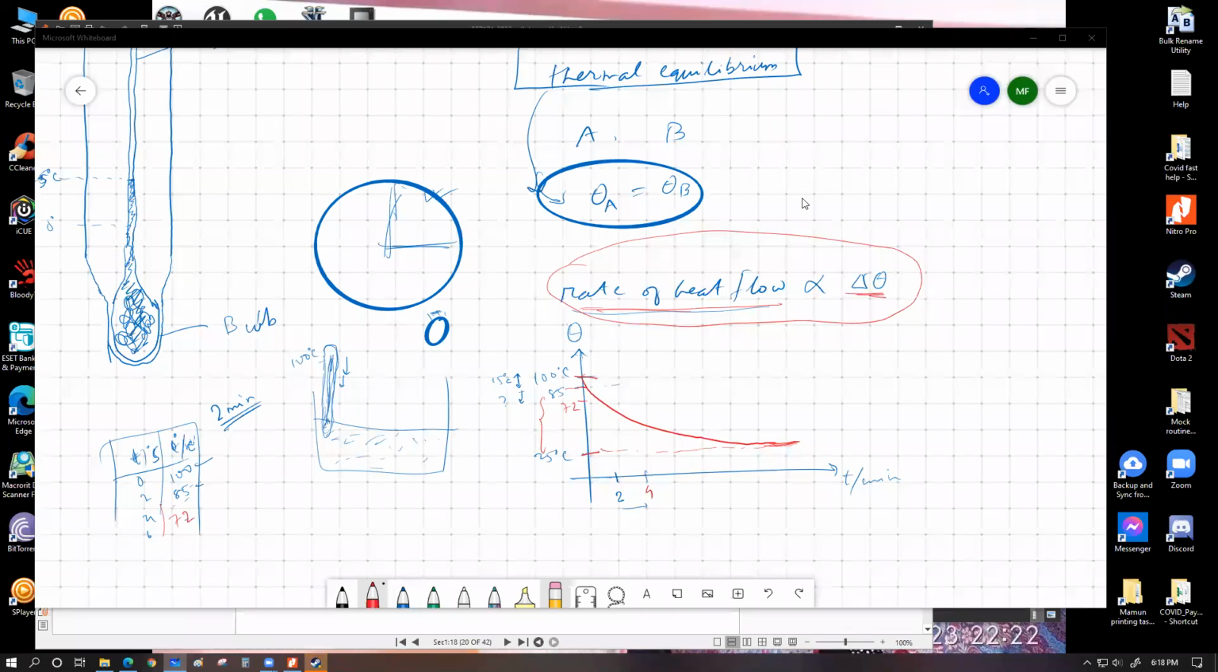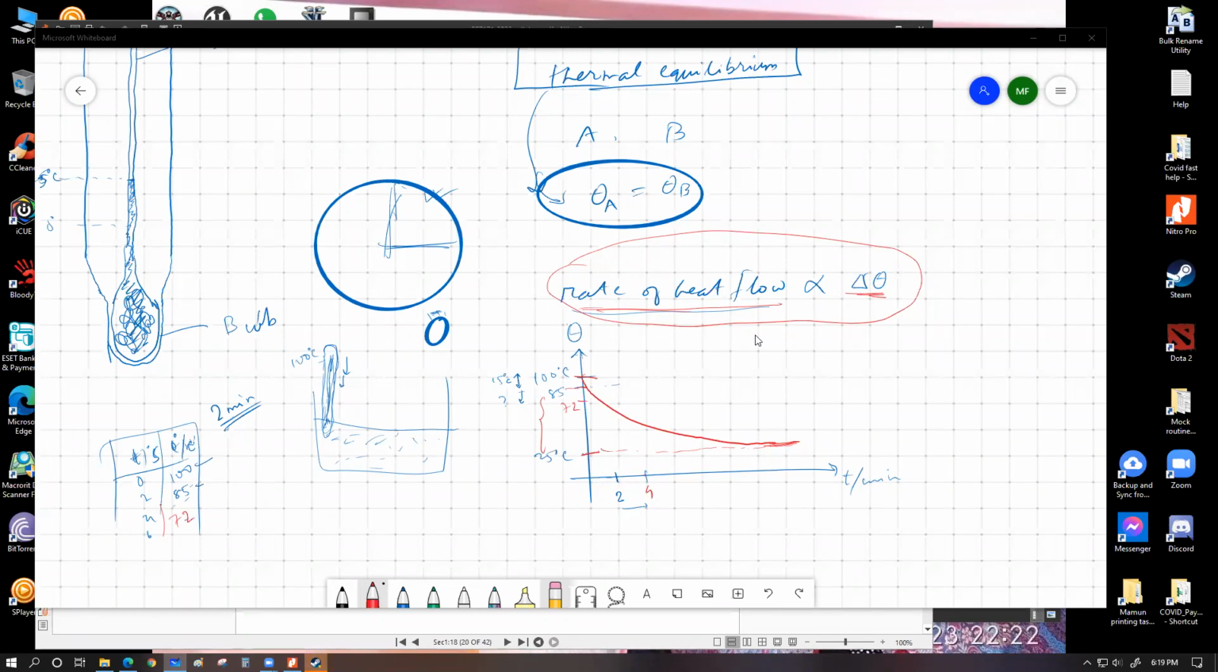We resume the recording. So this is the preliminary idea of what the temperature-time curve looks like for an object that is cooling under the effect of room temperature. It is a decreasing gradient curve because the rate of heat flow is directly proportional to the temperature difference.